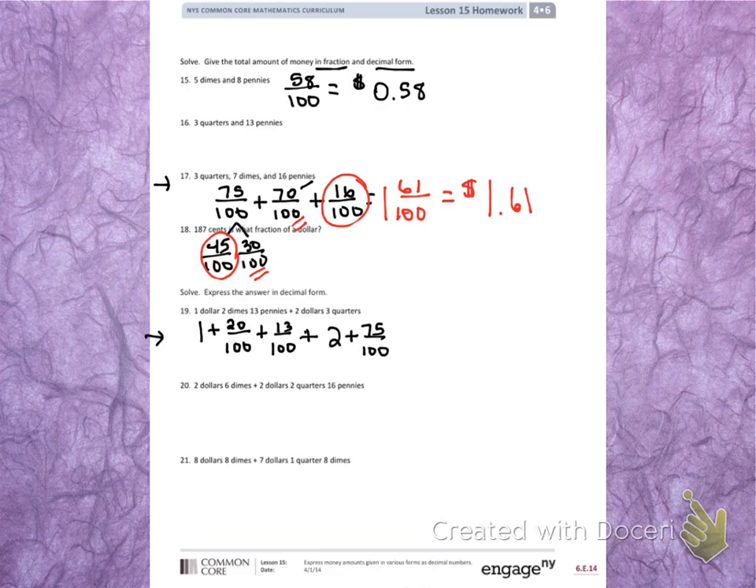So here we go. Let's see what we can do. We can add the 1 and the 2 right away. And I'm going to add these guys right away too. That's going to make 33 hundredths. So let's write this nicely. I have my 1 plus 2 makes 3, added with 33 hundredths, added with 75 hundredths. So all I've done so far is added this part right here.